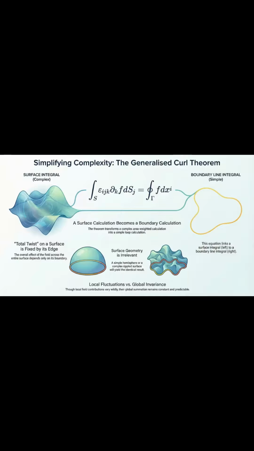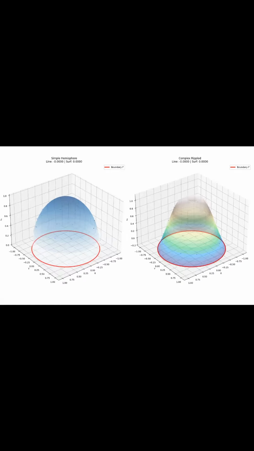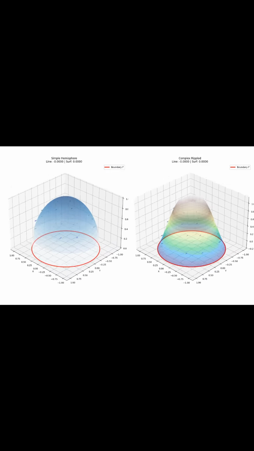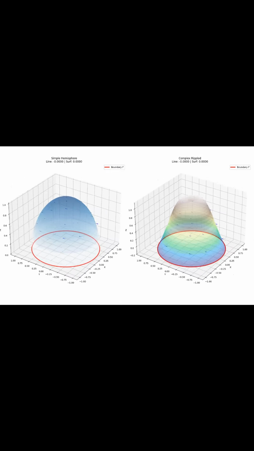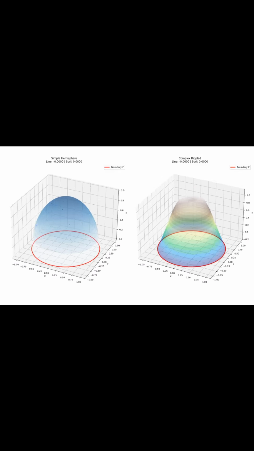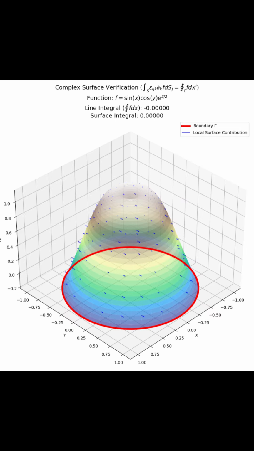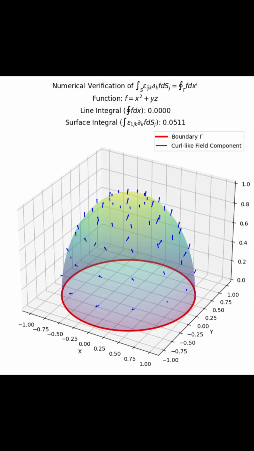This is the brief on the Generalized Curl Theorem. So what is this thing? Well, think of the Generalized Curl Theorem as this massive shortcut in physics and math. It lets you take a really messy, complex calculation across a whole surface and boil it down to a much simpler one that just follows its edge.